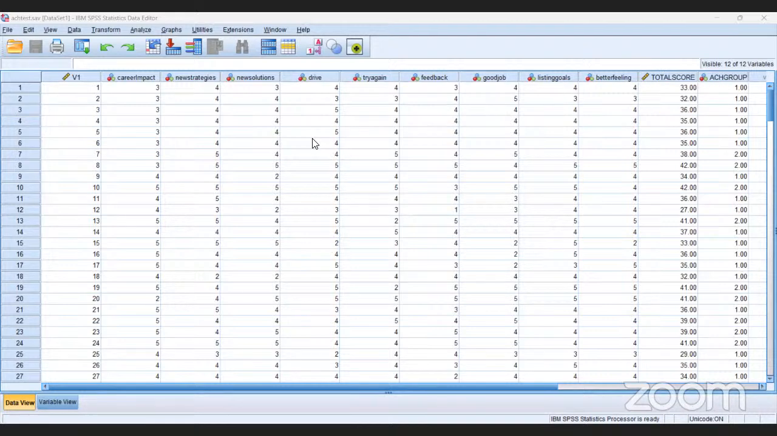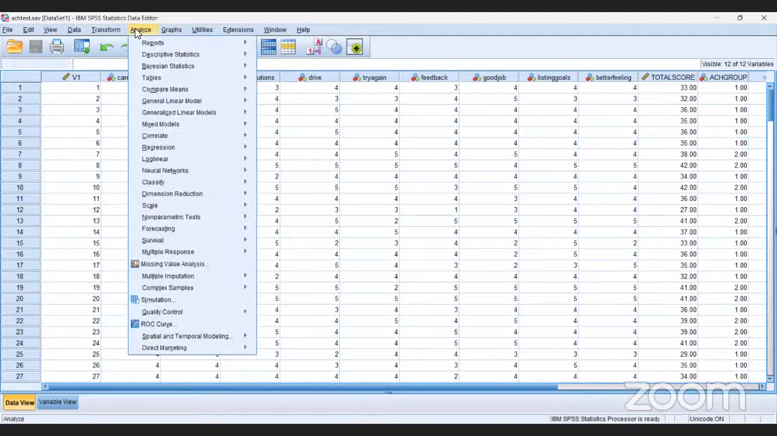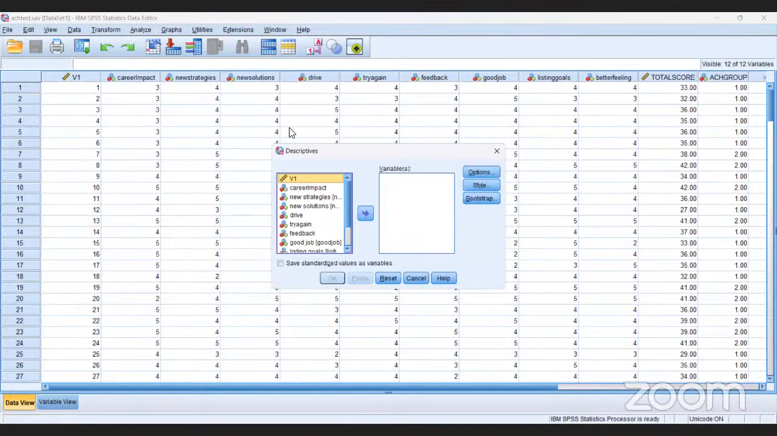So initially, we have to assess the dependent variable. The dependent variable is total score. So this is the dependent variable. Is it visible to all of you? Yes, sir.